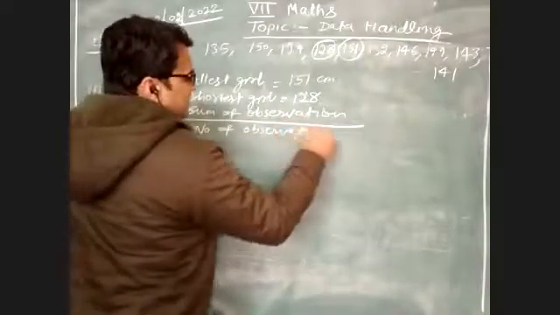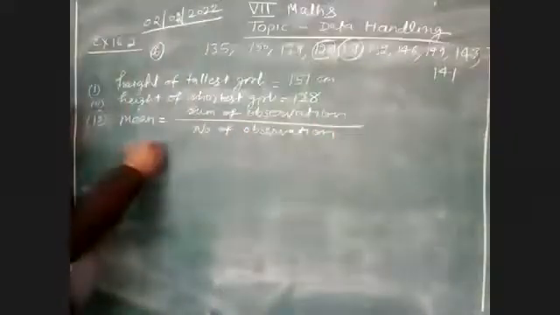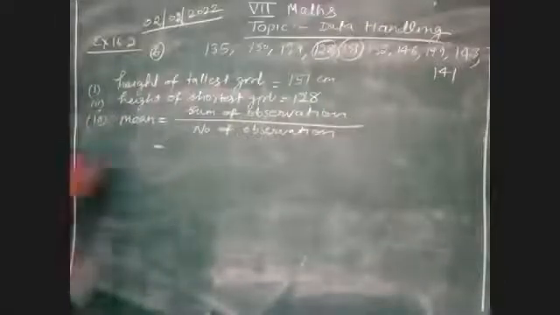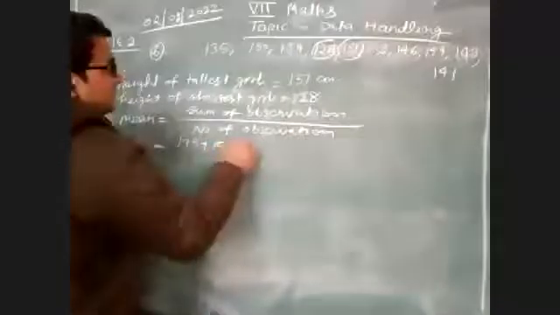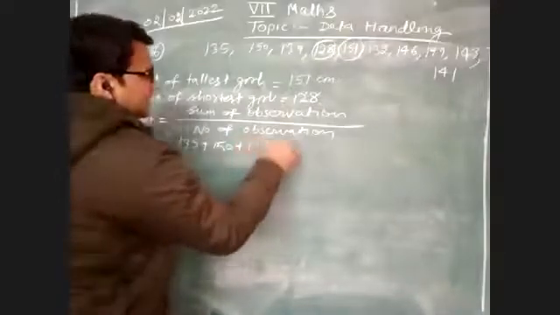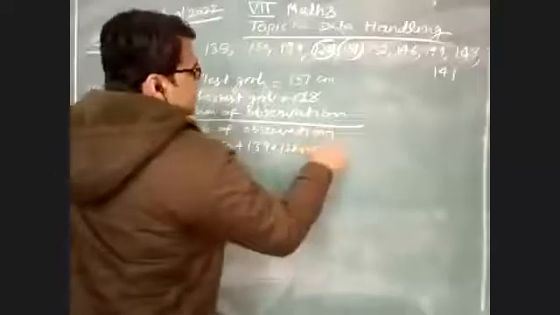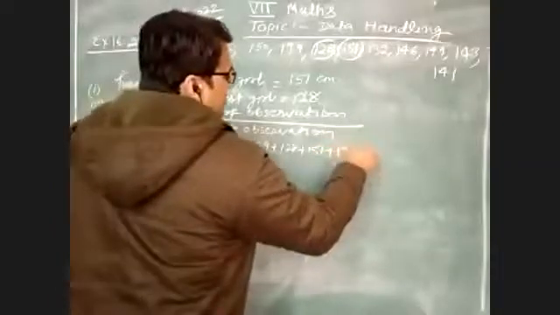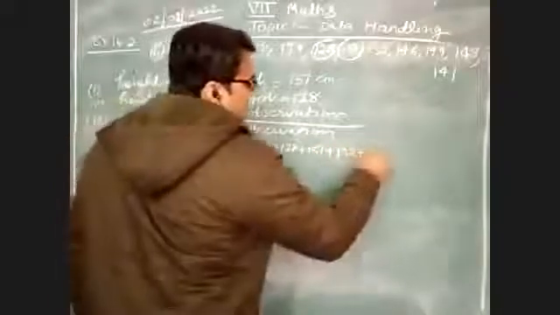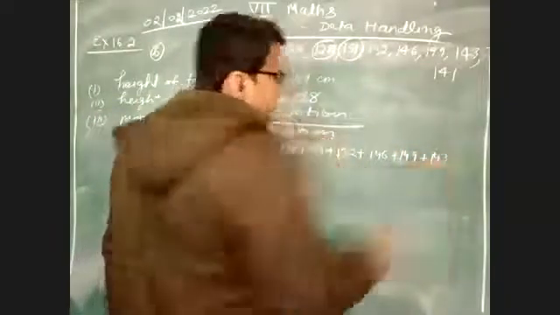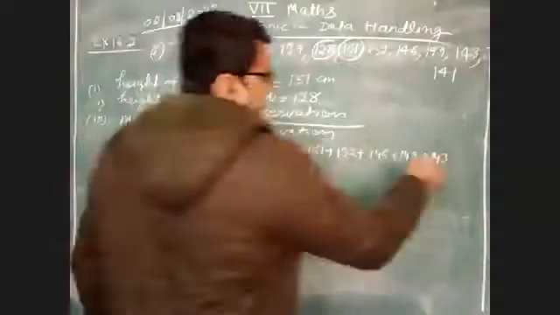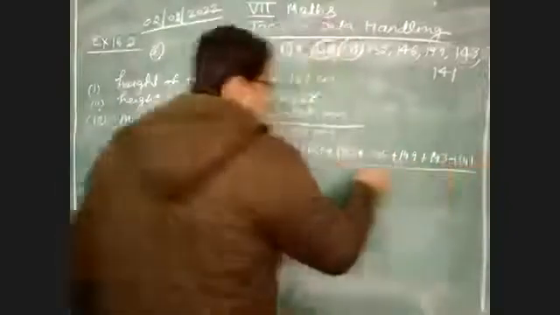Mean is the sum of observations divided by the number of observations. To calculate the mean, we have to add up all these values: 135, 150, 130. You have to write it in this form: 156, 149, 143, and 141.